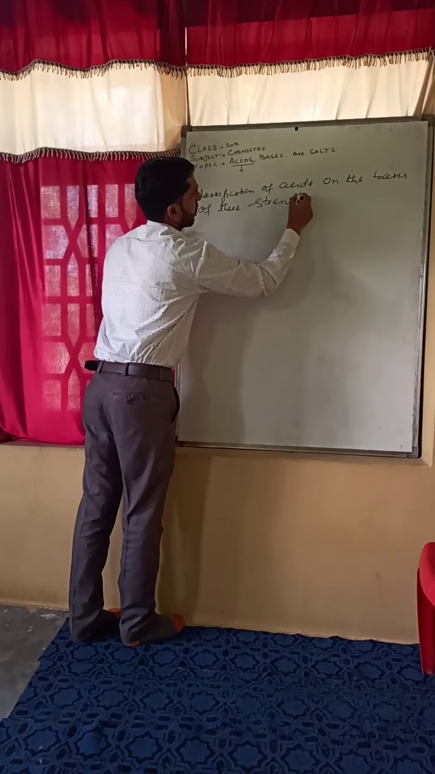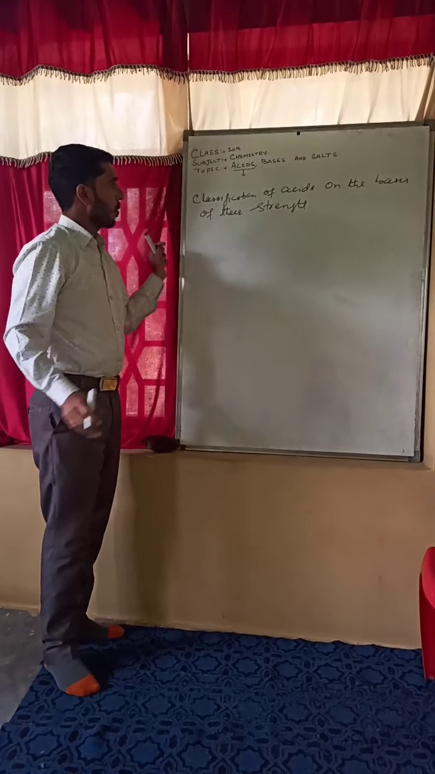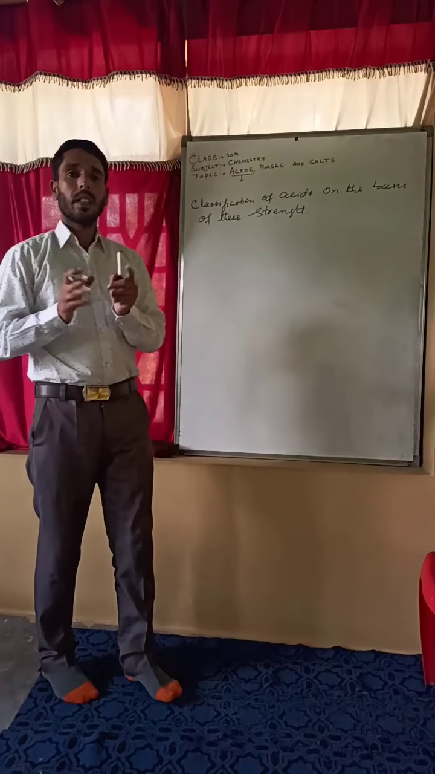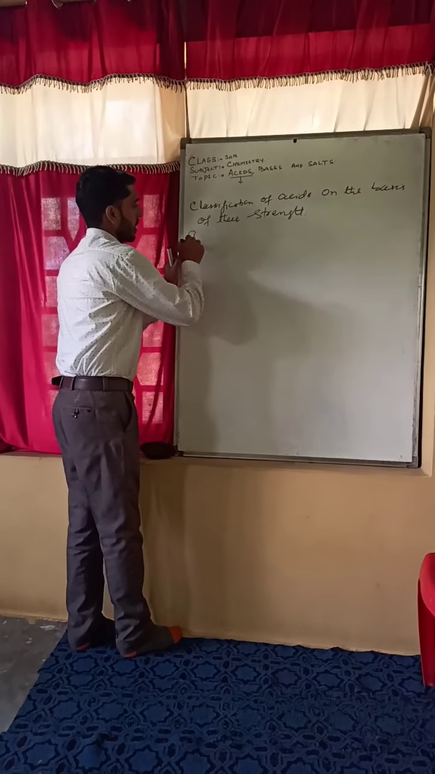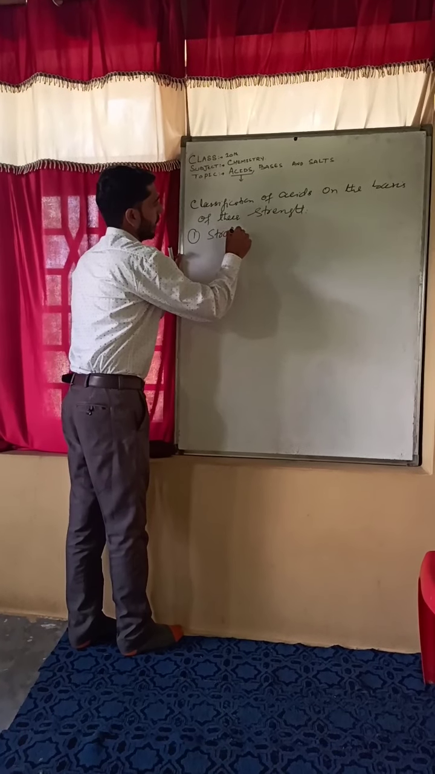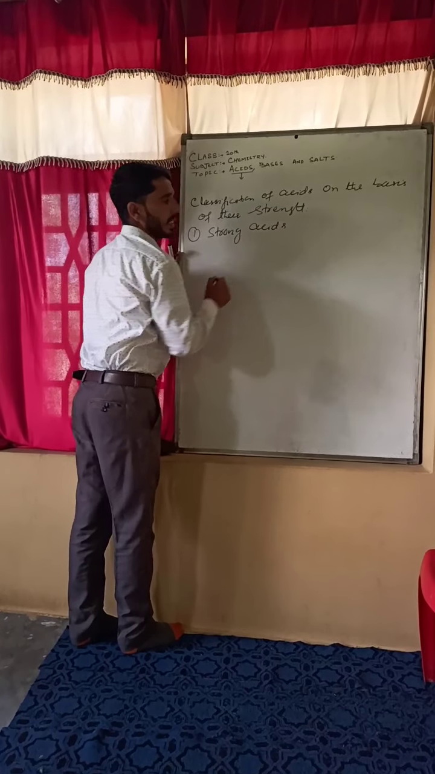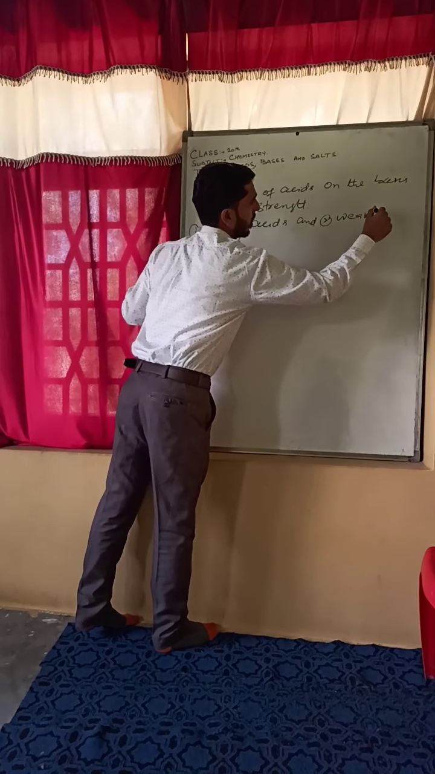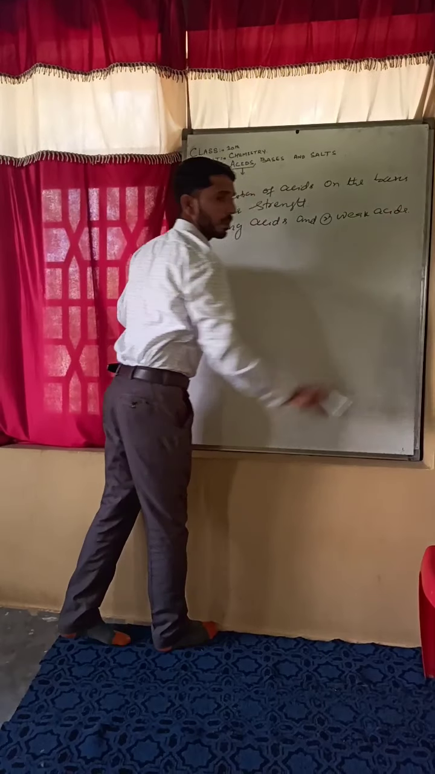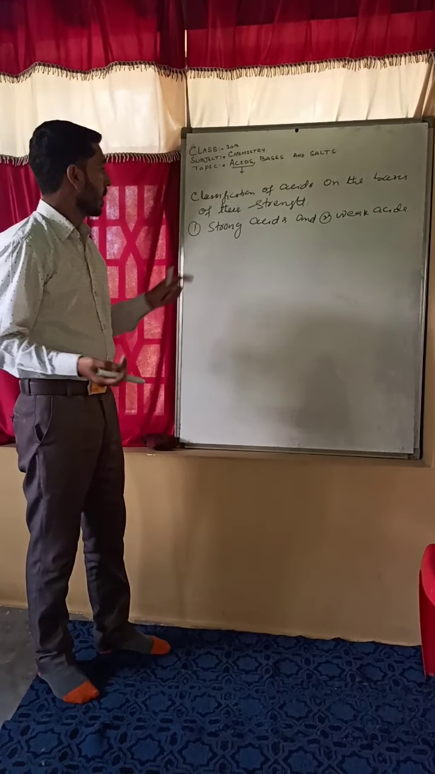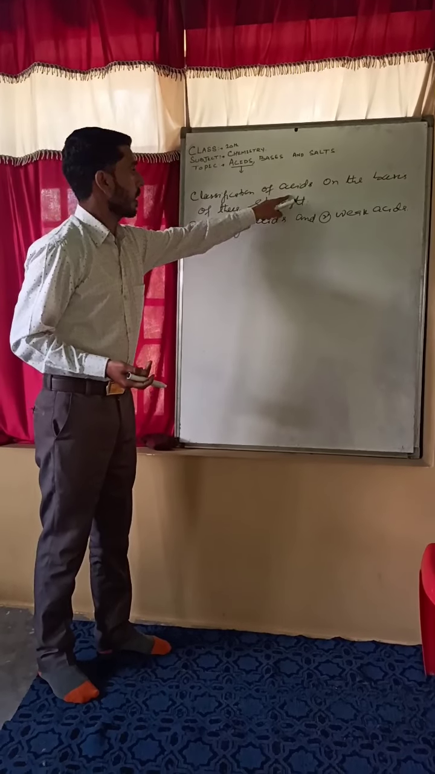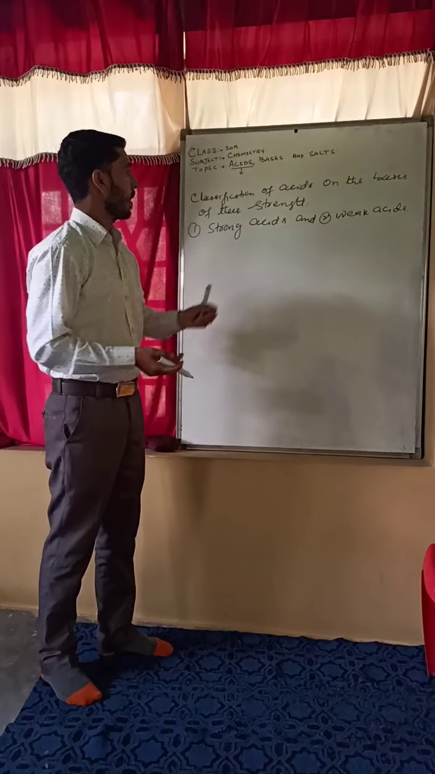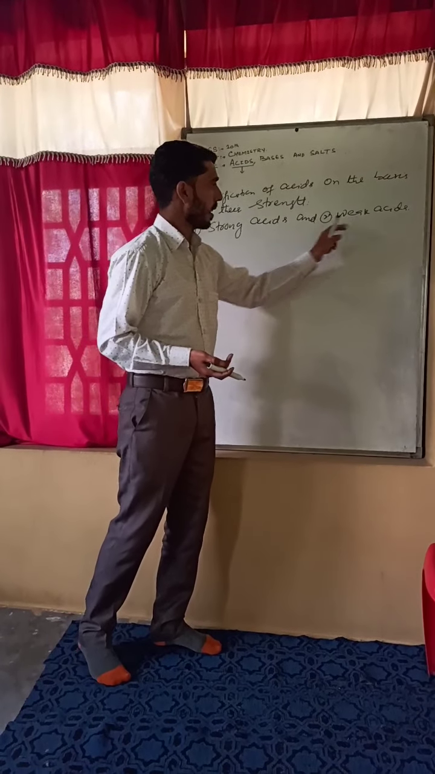Clear? When we talk about classification of acids on the basis of strength, then there are two types of acids. The first is strong acids, and second is weak acids. You write down these two also. I am repeating: when we talk about classification of acids on the basis of their strength, then acids are of two types. One is strong acid, another is weak acid.